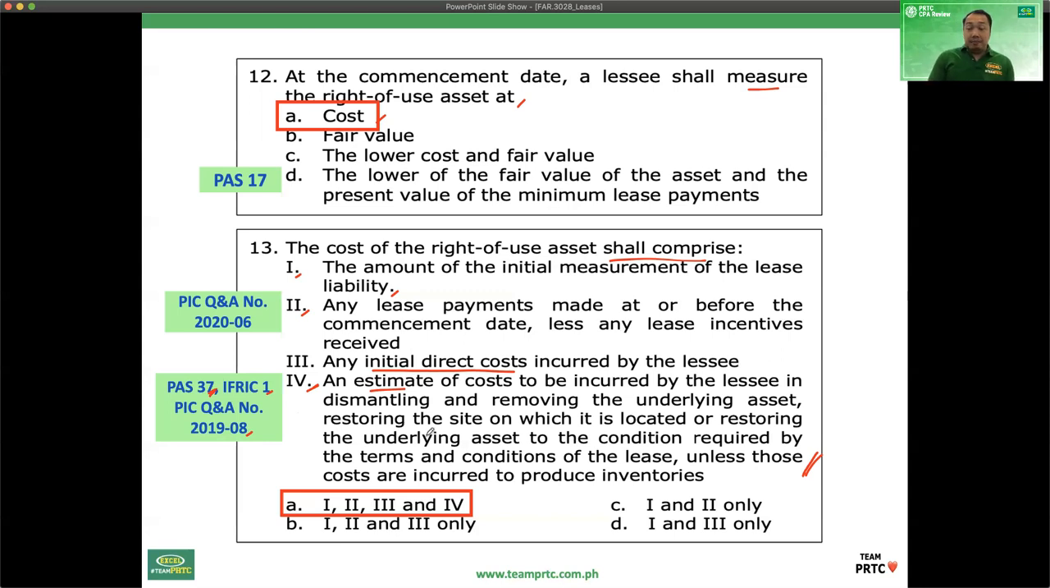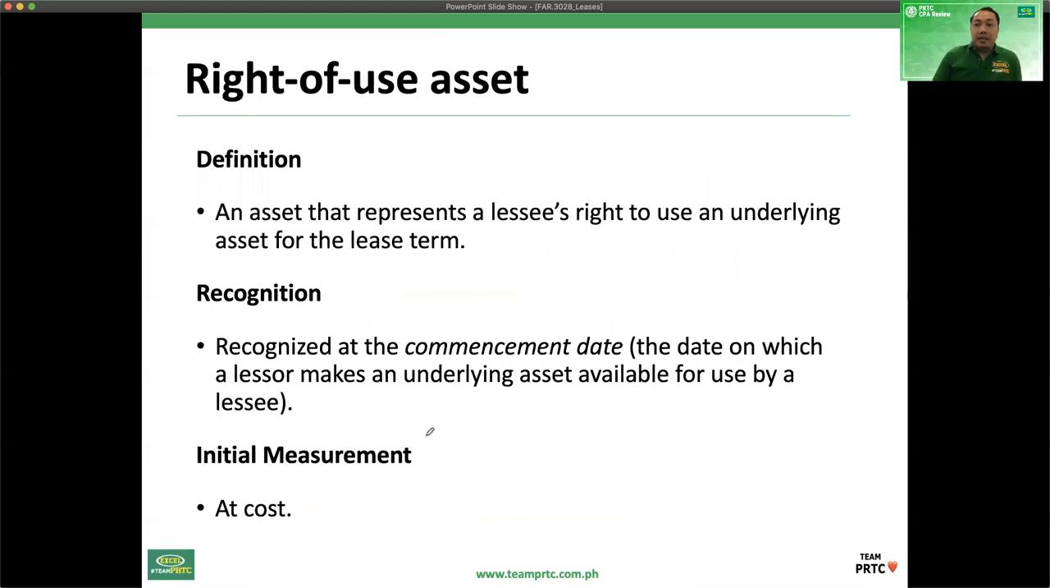Okay, so notice na similar to PPE initially at cost. And then in-specify kung anong mga kasama sa cost ng right of use asset. So 13, letter A. Ito yung summary regarding right of use asset. Right of use asset, nature: an asset that represents a lessee's right to use an underlying asset for the lease term.